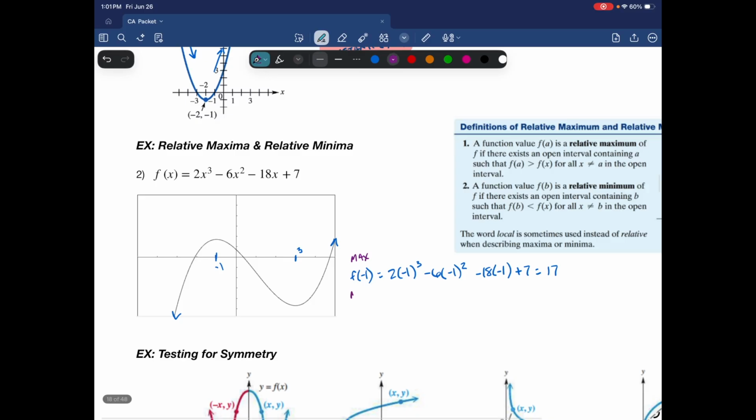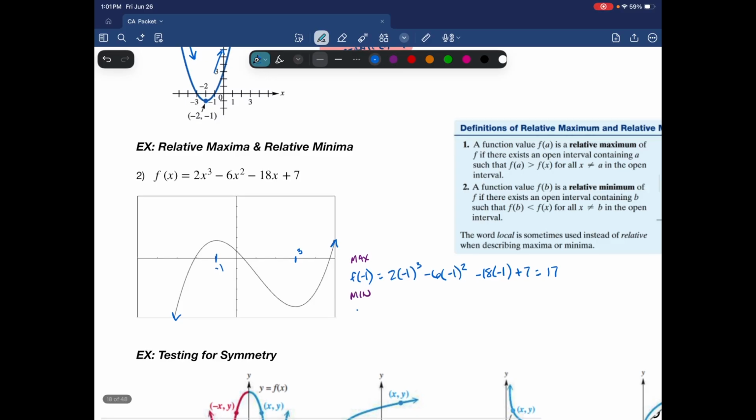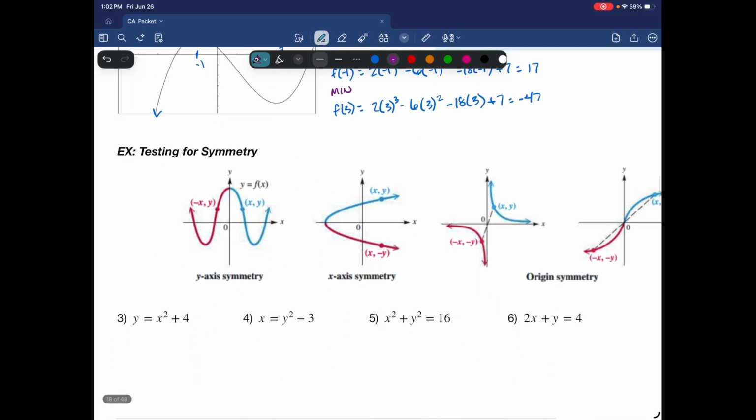And then I have a min at f of +3. So I got 2 times 3 cubed minus 6 times 3 squared minus 18 times 3 plus 7. And if I plug that into my calculator, I get -47. Okay, so here's what I got. I got a max here at (-1, 17). And I got a min here at (3, -47). Okay, nothing to it.